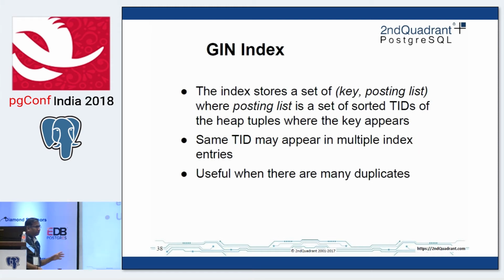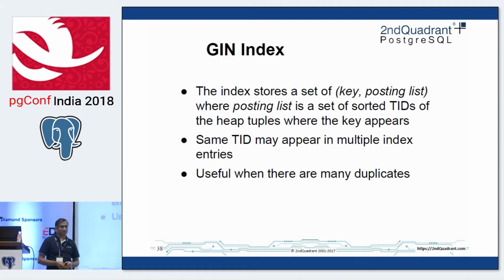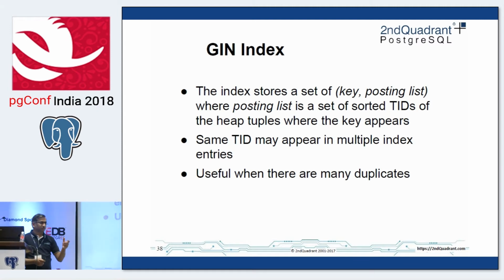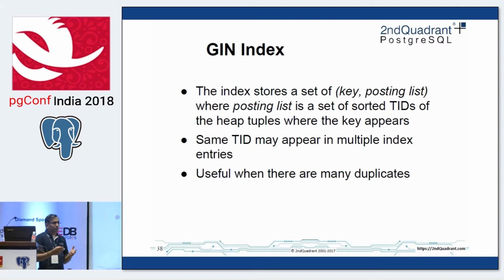The characteristic of this index is that a particular heap tuple might be indexed by multiple index tuples. And this is pretty useful. For example, let's say you are indexing an English Word document, right? And later on you want to search for keywords. So how do you quickly find out which documents actually contain the word Postgres?